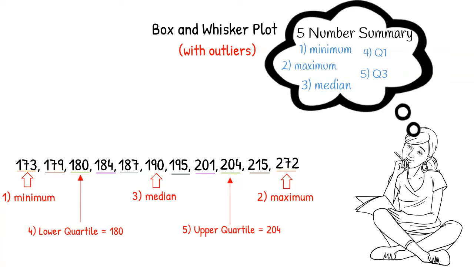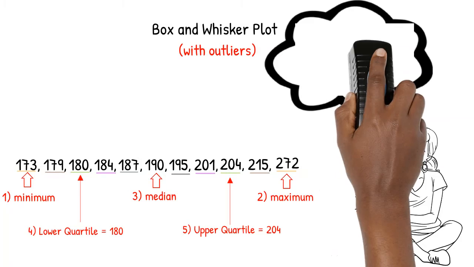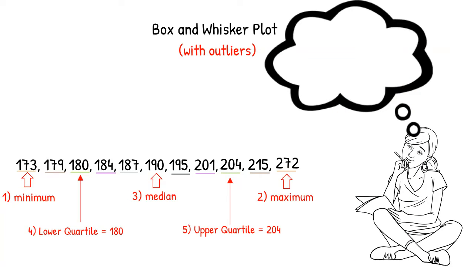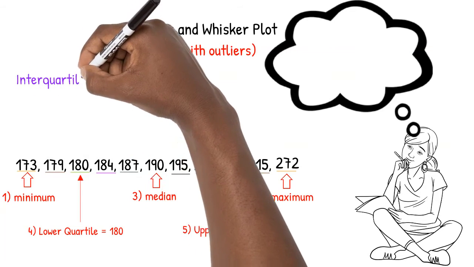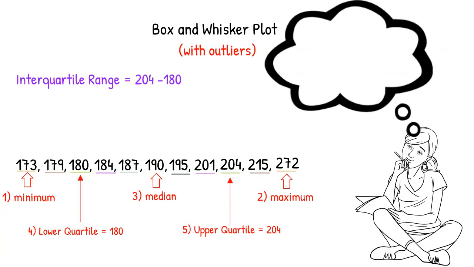Looking at our numbers, 272 pounds seems much larger than the other weights, so we should definitely check to see if there's an outlier. To do this, we'll need to find the interquartile range first. Interquartile range is equal to the upper quartile minus the lower quartile. 204 minus 180 is equal to 24.